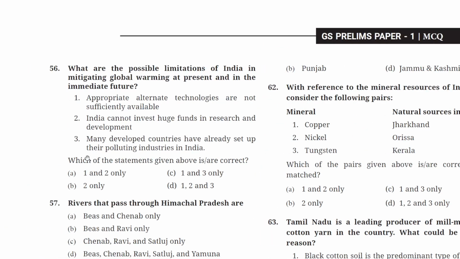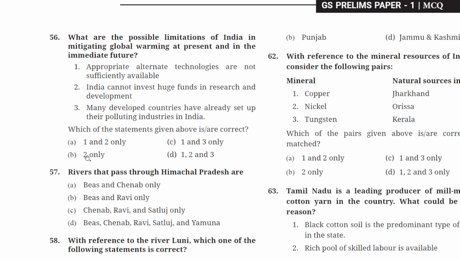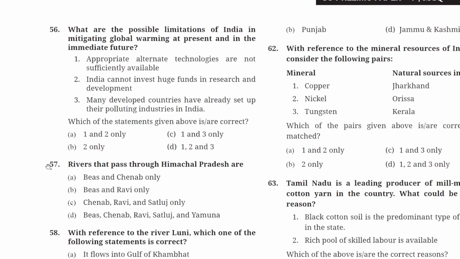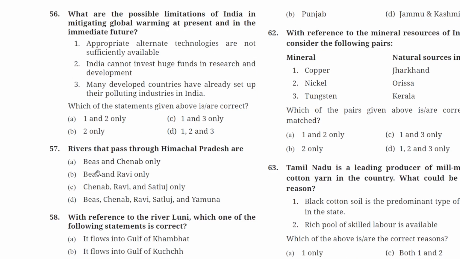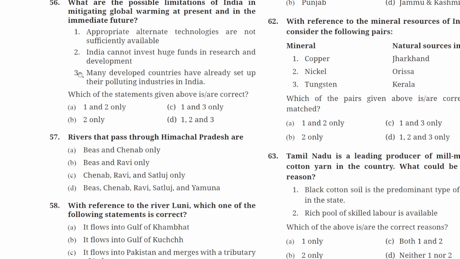Okay. Question number 56. What are the possible limitations of India in mitigating global warming at present and in the immediate future? Answer is India cannot invest huge for that is wrong option. So 1 and 3 only, that is C. 57. 56 is okay, 1 and 3 only. 57. No, 56 is A, 1 and 2 only. Okay, 57.